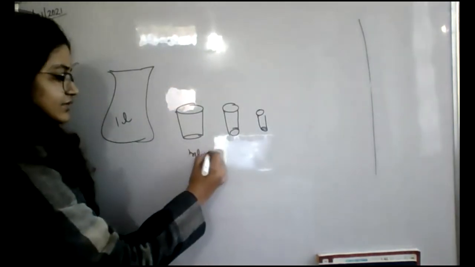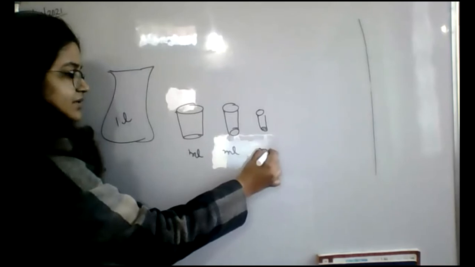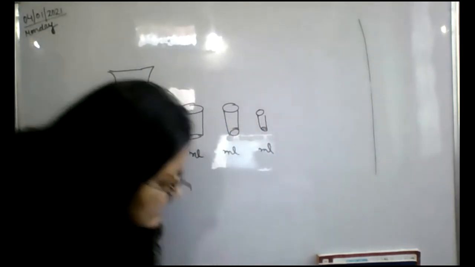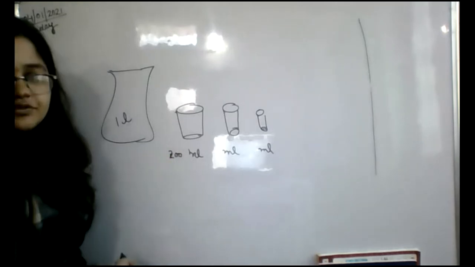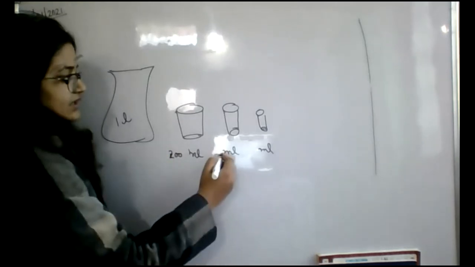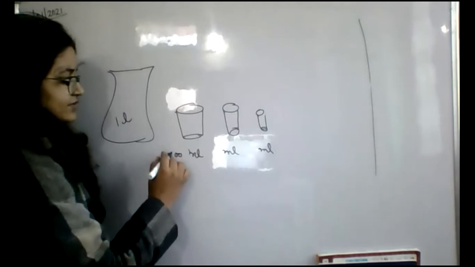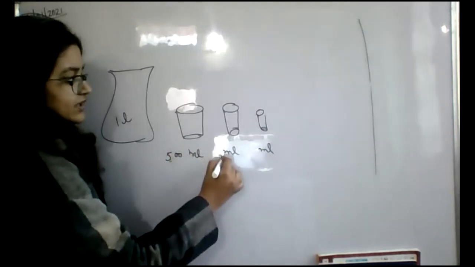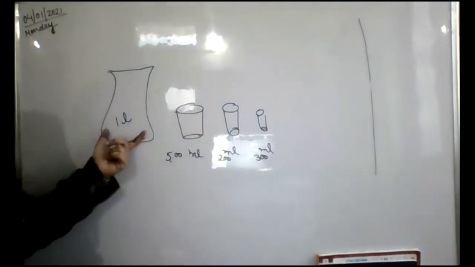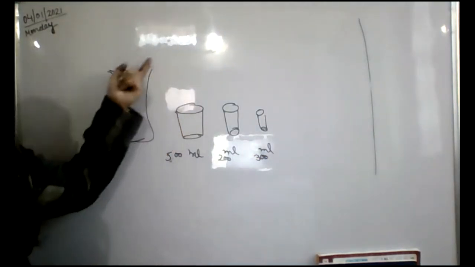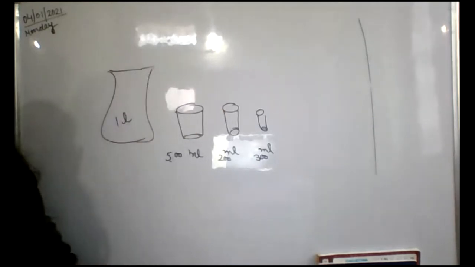ml में है ये water. ml, ml, ml. If I say first glass is having 200 ml of water. Second glass is holding, let it be 500 ml of water. This is holding 200 ml of water and this is holding 300 ml of water. ठीक है, अब ये water if you will pour into it, will it be equal?